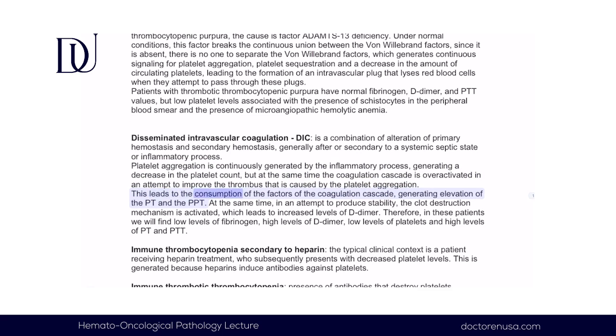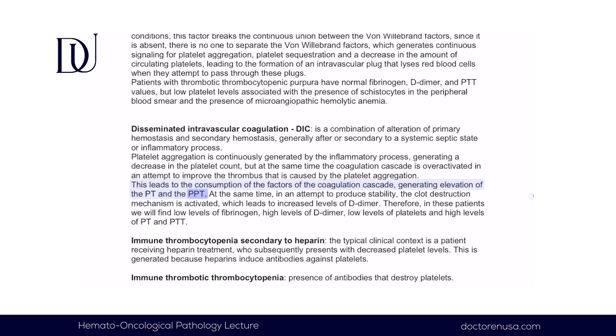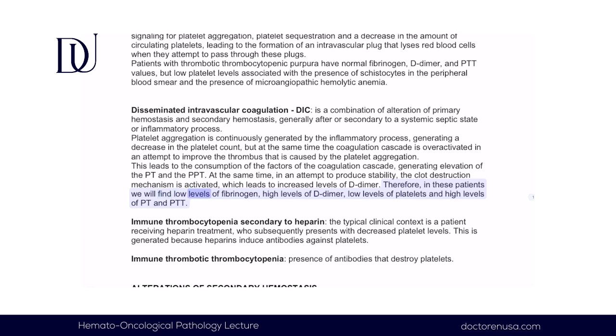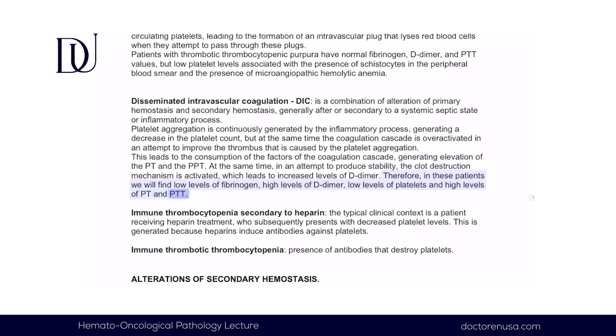This leads to the consumption of the factors of the coagulation cascade, generating elevation of the PT and the PTT. At the same time, in an attempt to produce stability, the clot destruction mechanism is activated, which leads to increased levels of D-dimer. Therefore, in these patients we will find low levels of fibrinogen, high levels of D-dimer, low levels of platelets and high levels of PT and PTT.